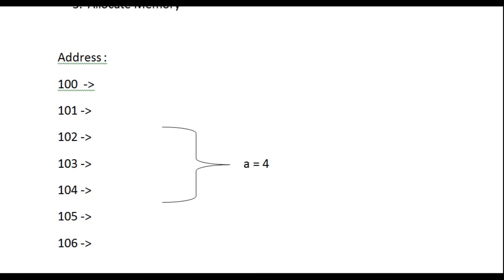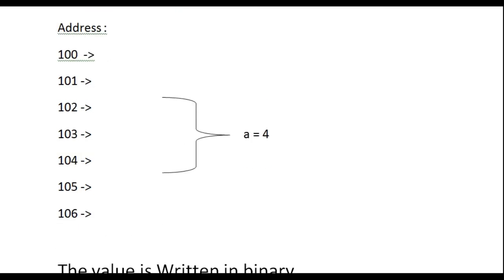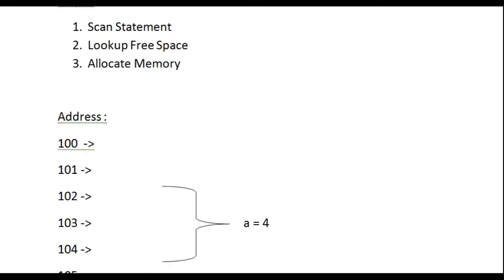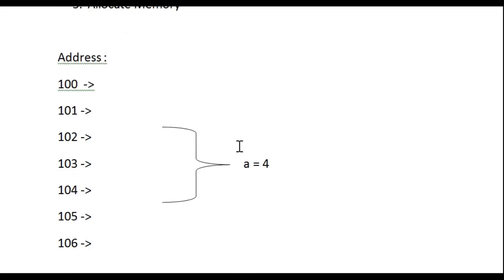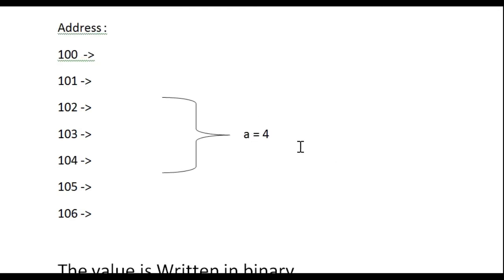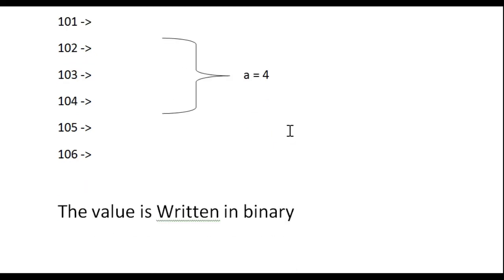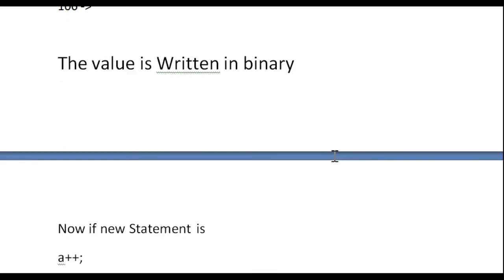So the partitions look like this. If I take some of the partitions of the RAM, these are some given partitions, and assume that they all are free, then any 4 bytes can be occupied by variable a. So when it scans int a = 4, it occupies 4 bytes of memory, like 102, 103, 104, 105, allocates the space to this variable and initializes the value to 4. Actually this is only for understanding. Actually it stores the value in binary form; the value is written in binary in the memory.